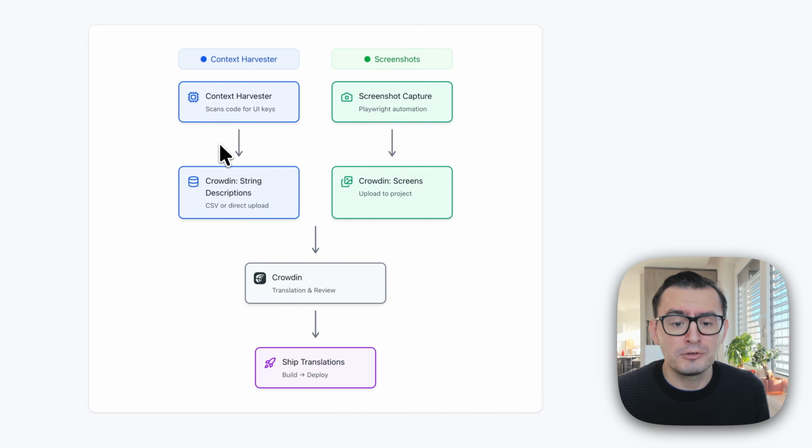You can test it locally first, but once you see that this actually works, you can integrate Context Harvester into your CI/CD pipeline, and you can also integrate automated screenshotting into either your testing or part of your process and upload all of that together into your Crowdin project.